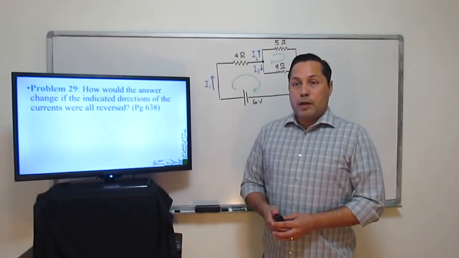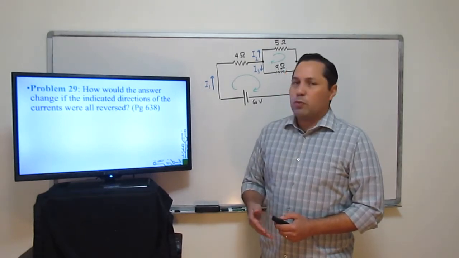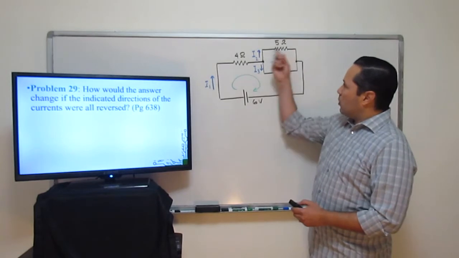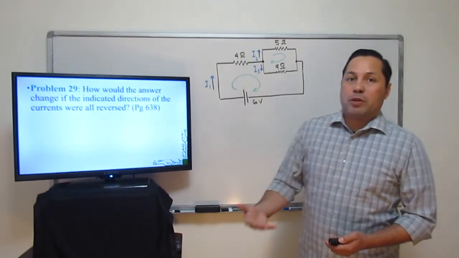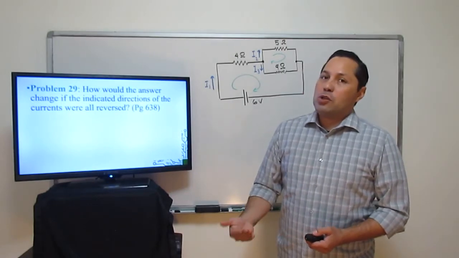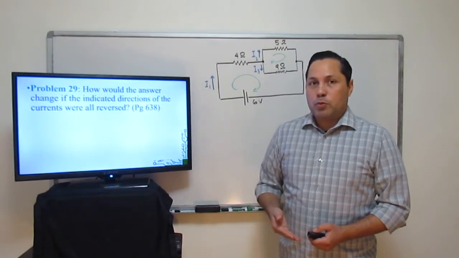In problem 29, we're asked the following question. How would the answer change if the indicated directions of the currents were all reversed? So if we were to draw our arrows or the currents in a different direction, all the answers numerically would be the same. So they have the same magnitude. It would just have a negative in front of all of the answers. That is problem number 29.